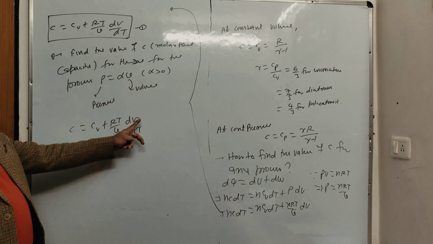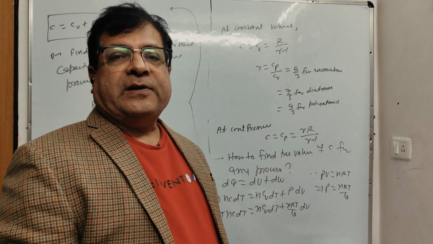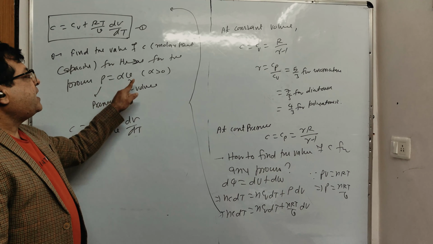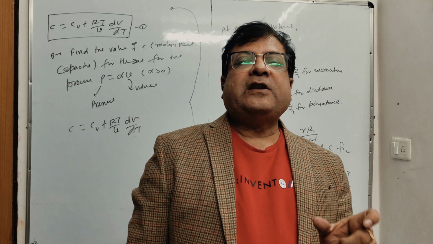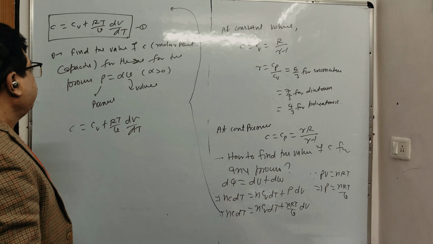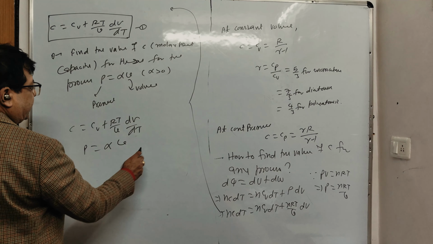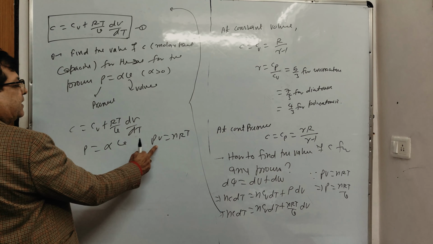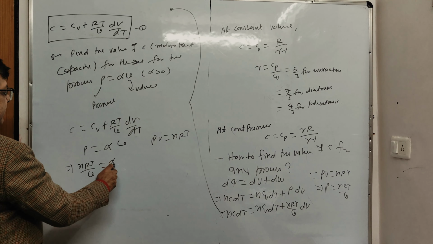See, I want to calculate dV by dt. It means I need a relation between volume and temperature. But at this point the relation given is between pressure and volume. I want dV by dt, hence our relation should be between volume and temperature. So I want to eliminate P. P is equal to alpha V, and PV is equal to nRT, so P is nRT by V, which equals alpha V.